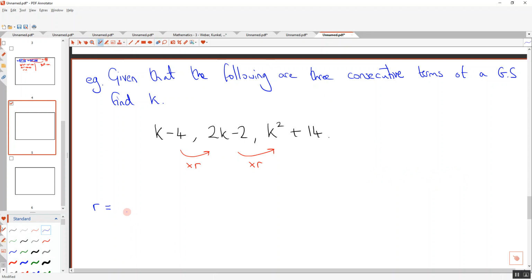So what is the formula for r in terms of k? It's that divided by that. That makes sense. Or it's also equal to 2k minus 2 over k minus 4.